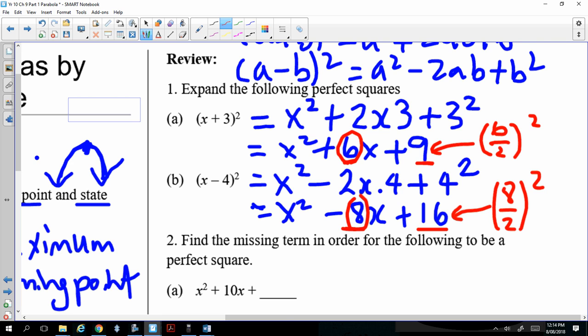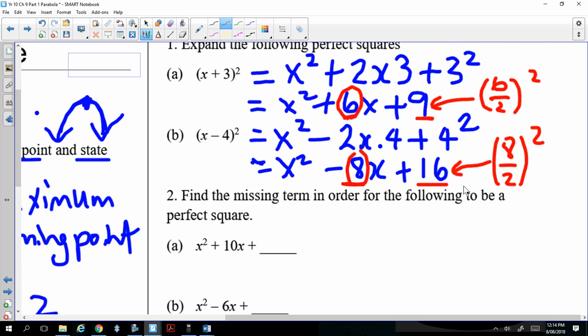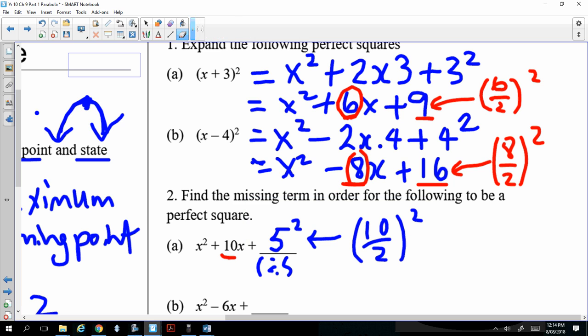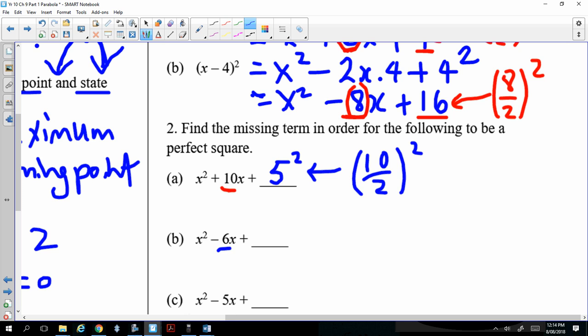So if that was 10, what should we add to make a perfect square? 25, because you have to halve the 10 before you square. Okay? Get the idea? Or you can just write 25. Alright, try the next one. 9. Yep. So that's half of 6 is 3, 3 squared. Now, you always add a positive, regardless of whether this is plus 10 or minus 6, you always do a plus. Okay, how about the next one?